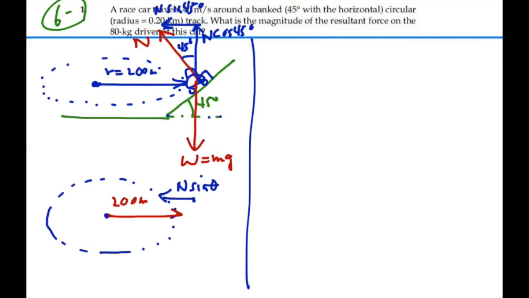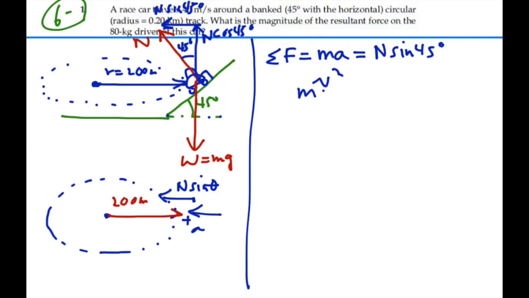So the way we would write it, at least in the direction of positive acceleration, which is also inward, is we would say the summation of all the forces is equal to mass times acceleration, and that would be equal to the inward force, which would be the normal force sine 45 degrees. Well, the acceleration in this case is centripetal, so it's going to be mass times velocity squared over r equals n sine 45 degrees. We could go on to solve this, but notice one thing about the way this problem is stated.